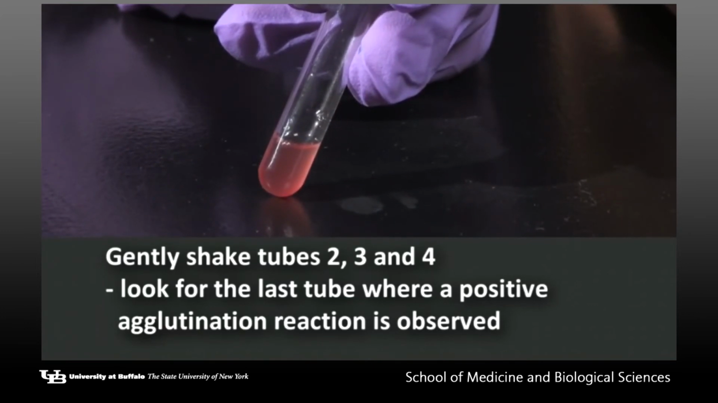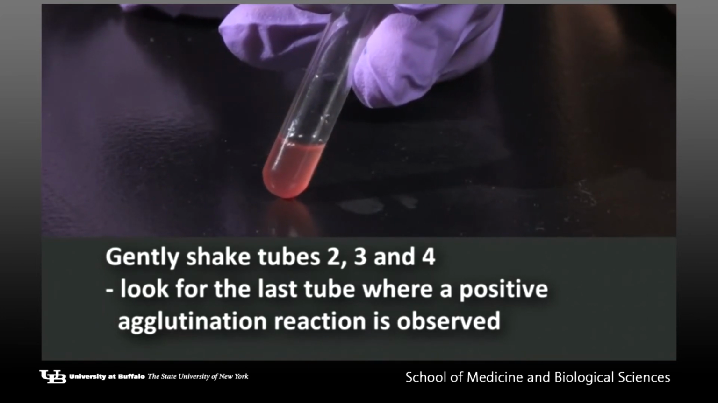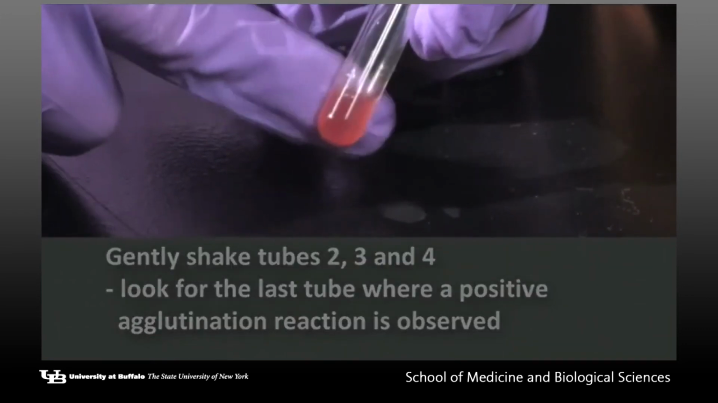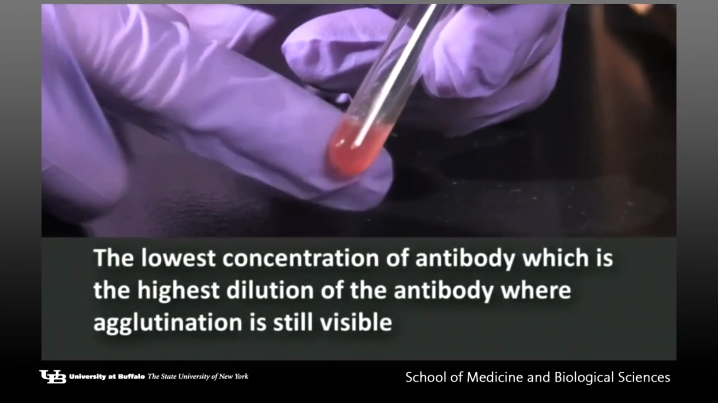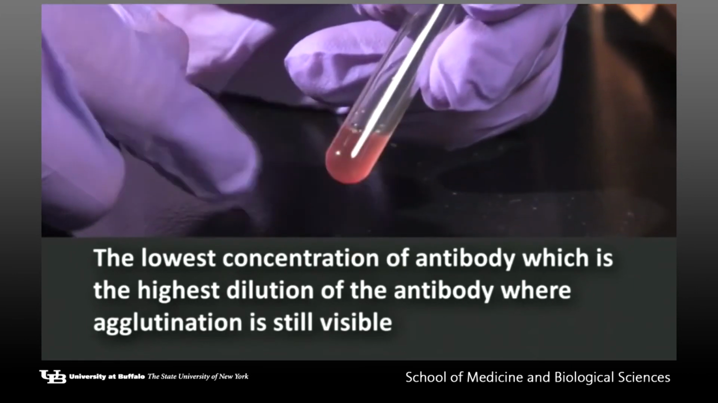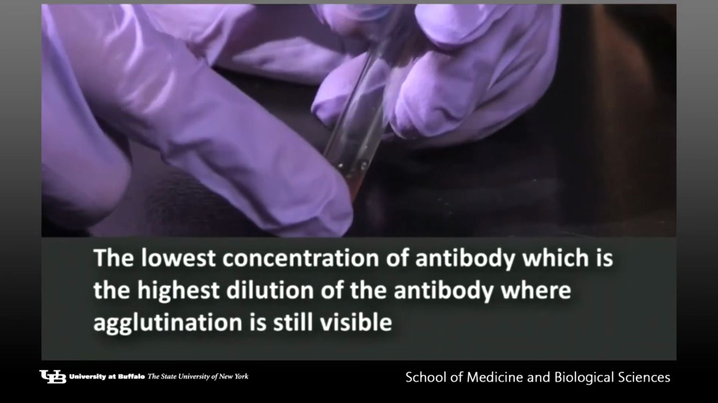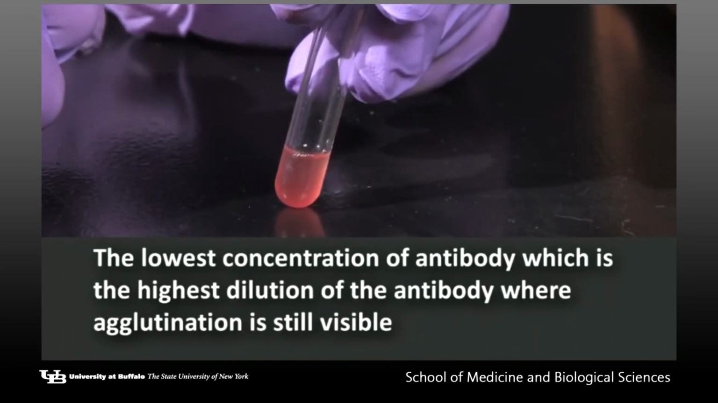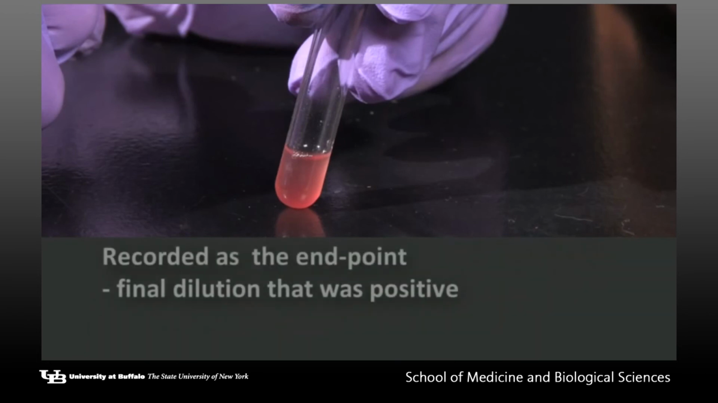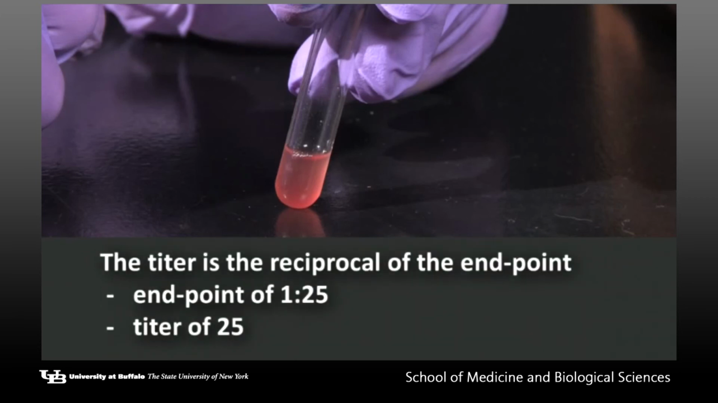You are looking for the last tube where a positive agglutination reaction is observed. In this serial dilution, it is seen as the lowest concentration of antibody, which is the highest dilution of the antibody, where agglutination is still visible. This will be recorded as the endpoint, which is the final dilution that was positive. The titer is the reciprocal of the endpoint. For this assay, the endpoint was 1 to 25 and the titer was 25.